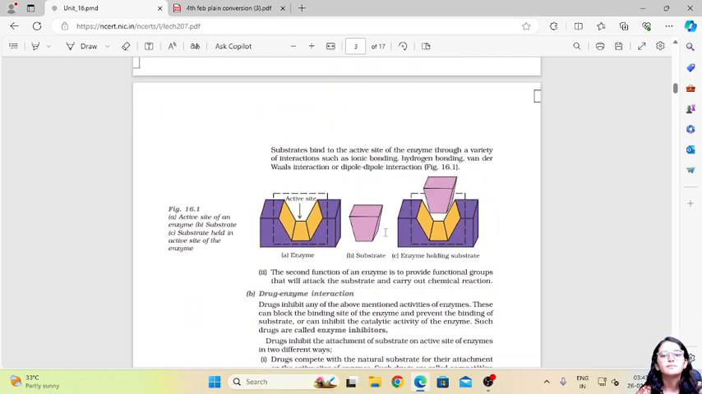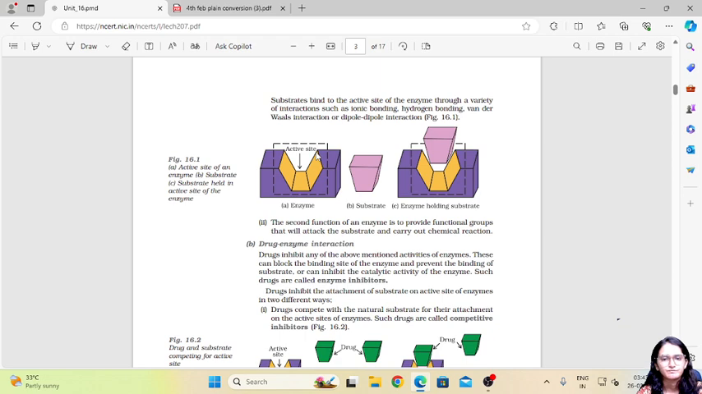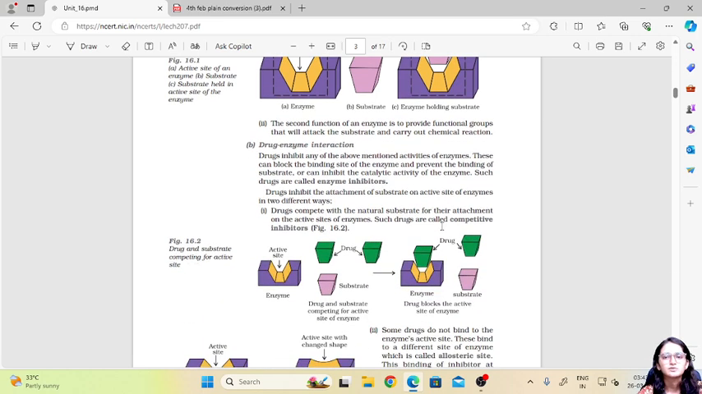Now this is the basic information. Now we will see the interaction of drug and enzyme. We can see here this is an enzyme in which this is the active site where the substrate will come. The substrate should have the same shape so that it will perfectly fit in the enzyme. So a drug can inhibit any one of the mentioned activities, and this can block the binding site of the enzyme and prevent the binding of the substrate.